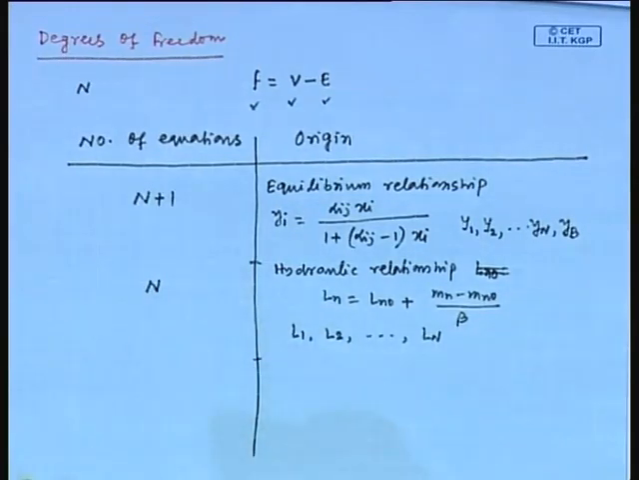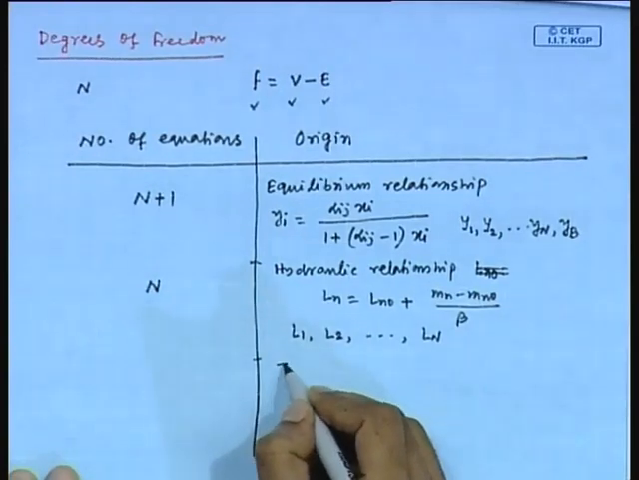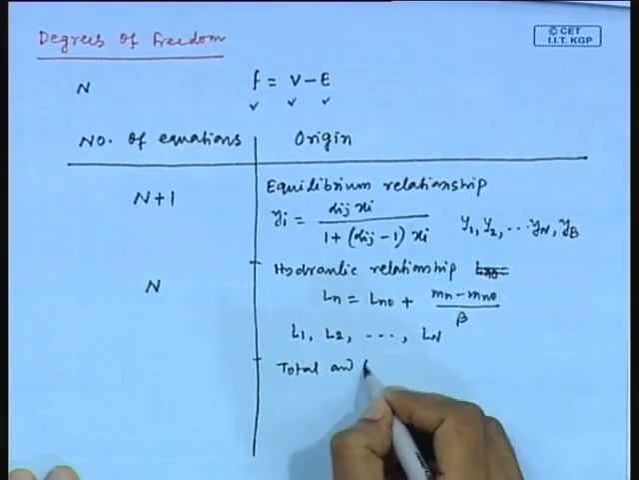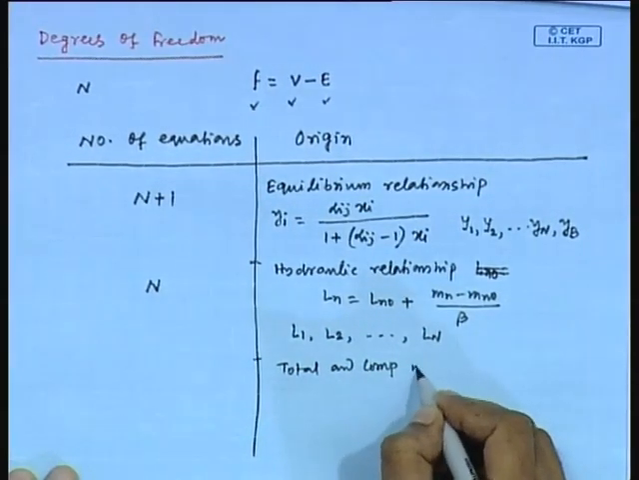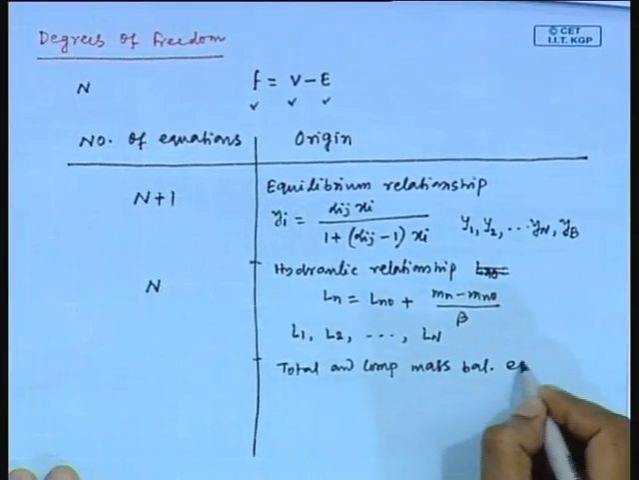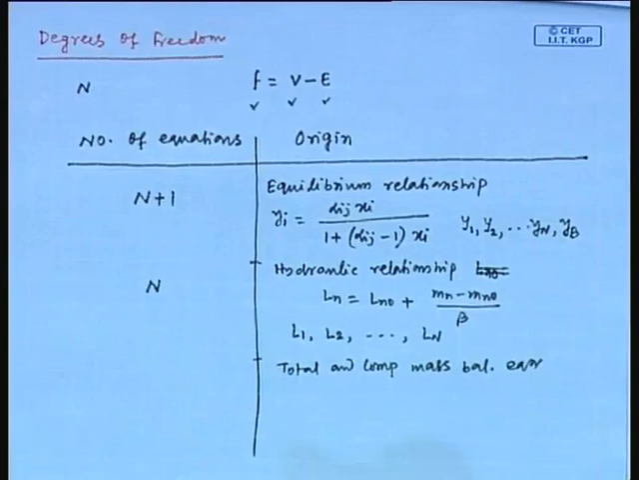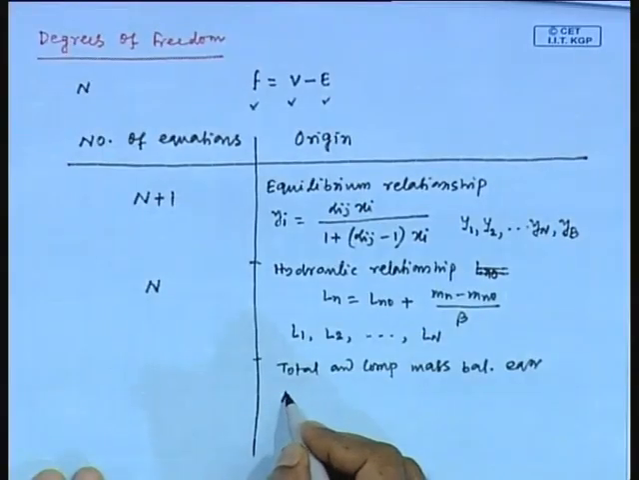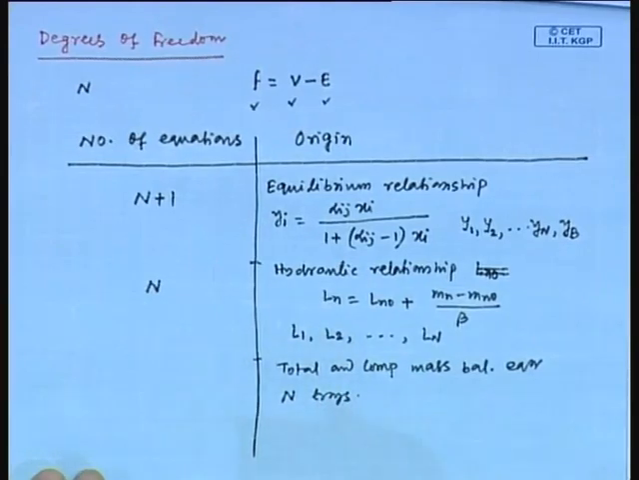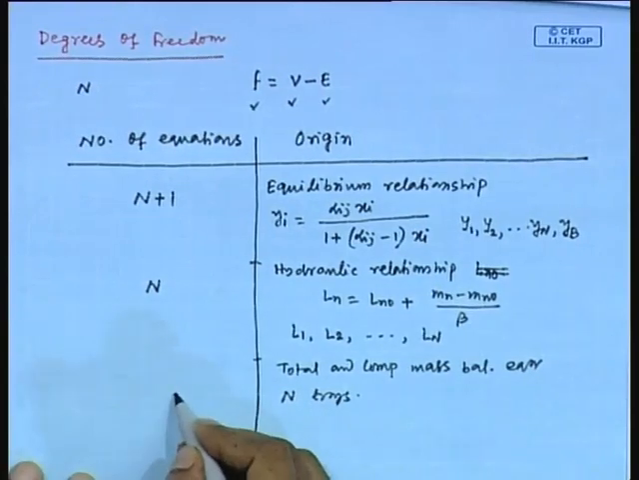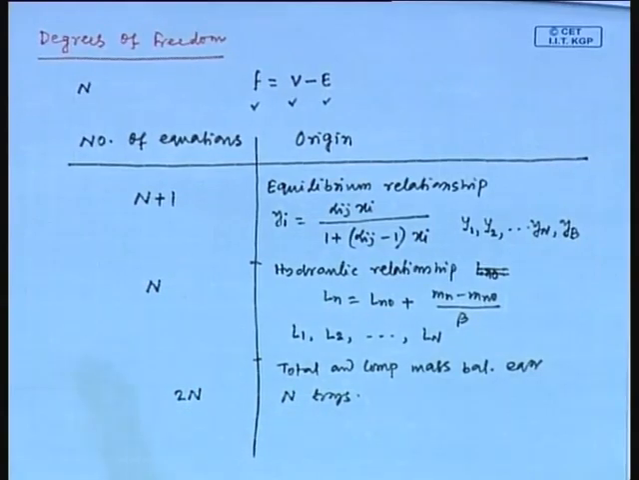Next is component and total mass balance equations. How many component and total mass balance equations are involved? First, we will consider n number of trays. For n number of trays, how many equations are there? 2n. One total mass balance equation, one component mass balance equation for each tray. That means two equations for each tray. So, for n number of stages, we have 2n equations.